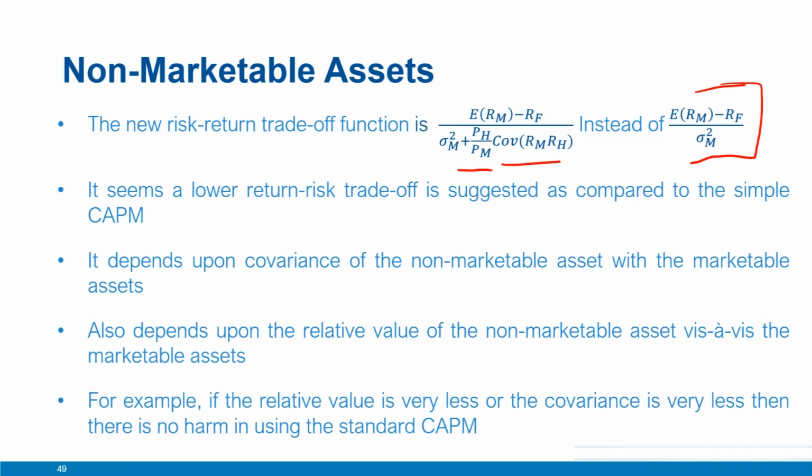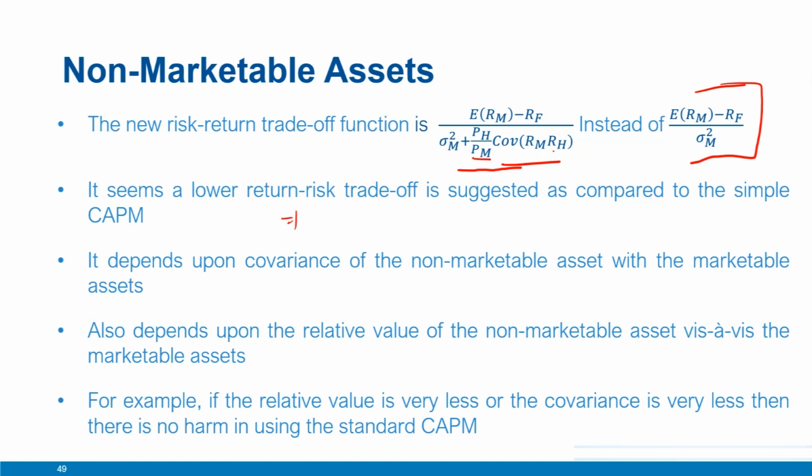It seems that there is some addition in the denominator. Now, in general, you would believe that there is a substantial portion that is PH in an economy, and therefore this PH upon PM is some finite number, not zero. For example, you have human capital, you have real estate, you have cattle, and so on and so forth, so you would believe that this PH upon PM is some finite positive number.